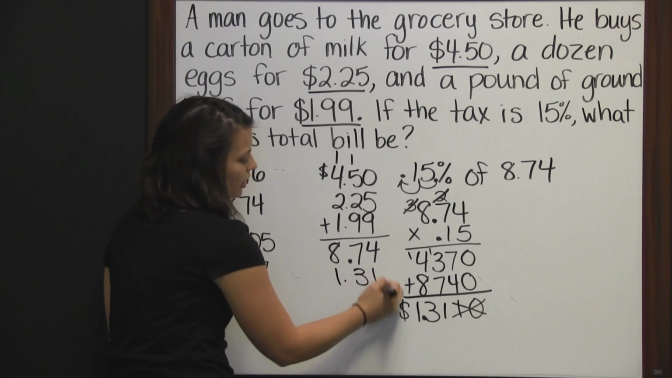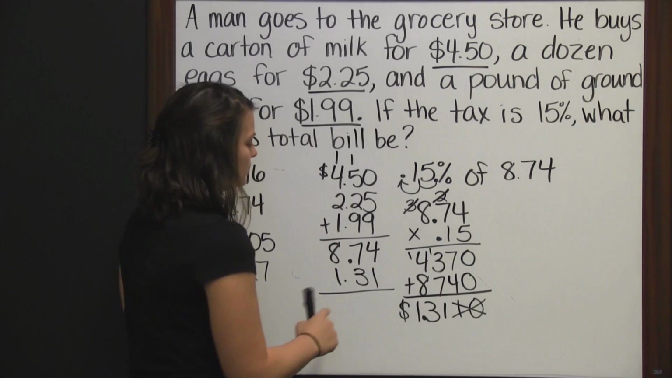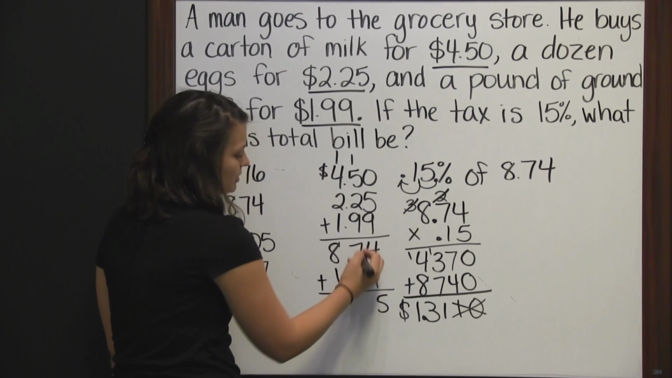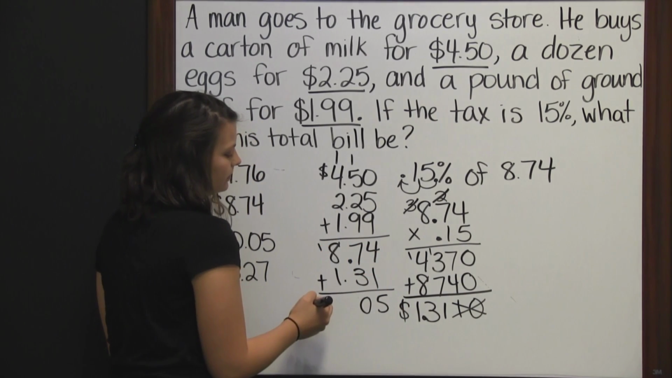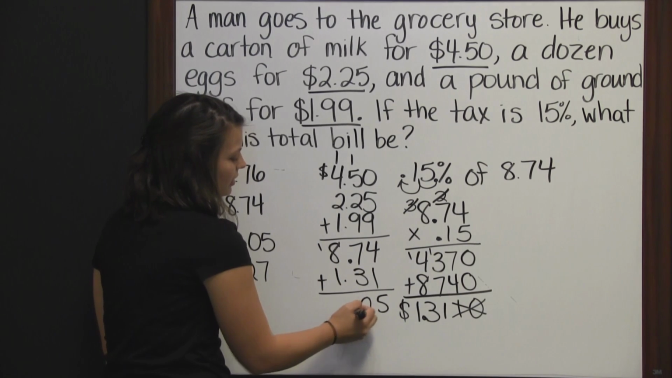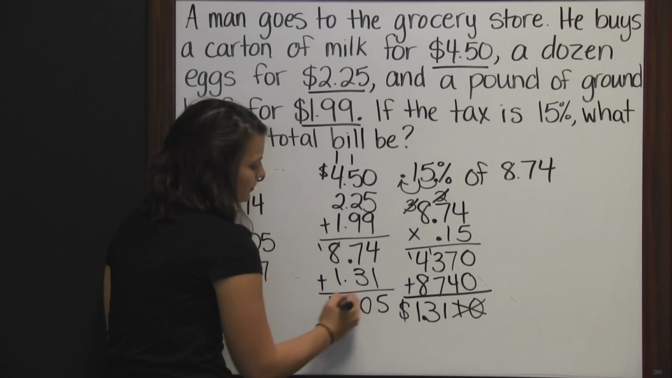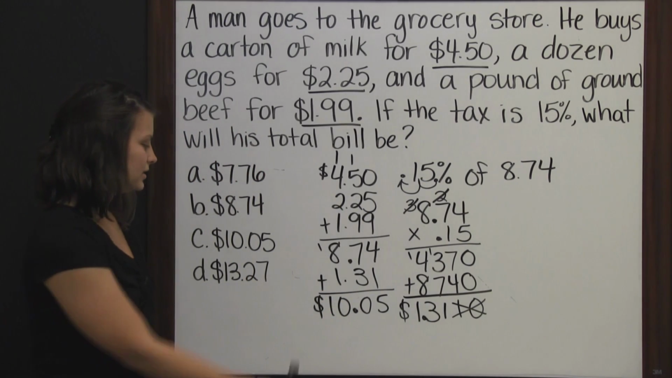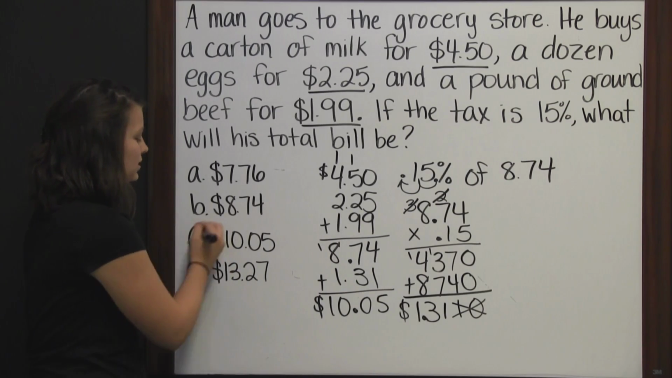So $1.31. And don't forget to line up those decimals. 4 plus 1 is 5. 7 plus 3 is 10, so write the 0, carry the 1. Bring that decimal down to the answer. Then we have 8, 9, 10. So his total with tax and everything is $10.05, which is answer choice C.